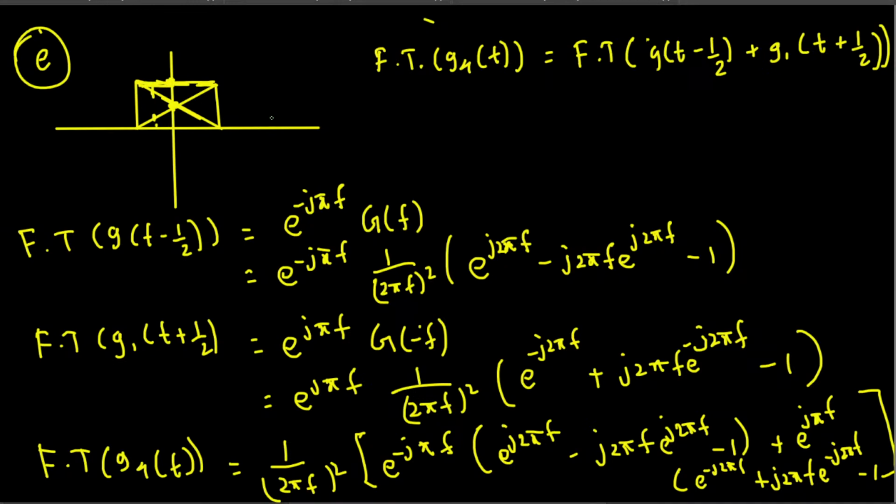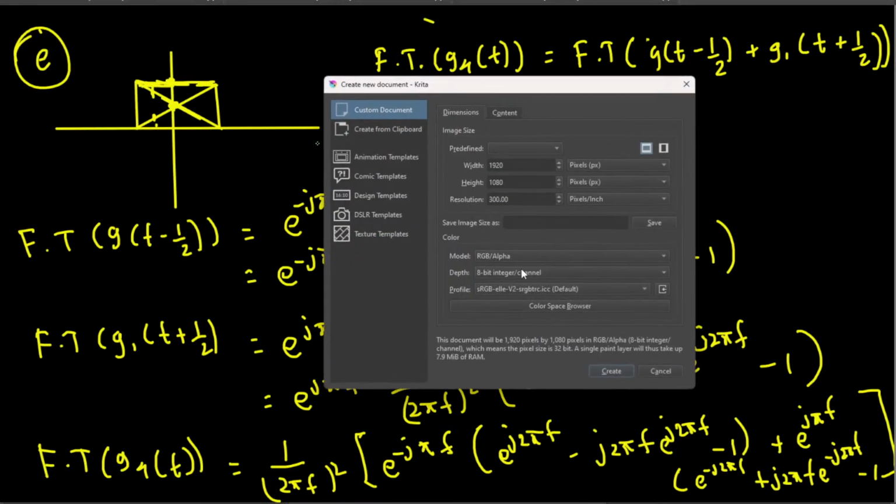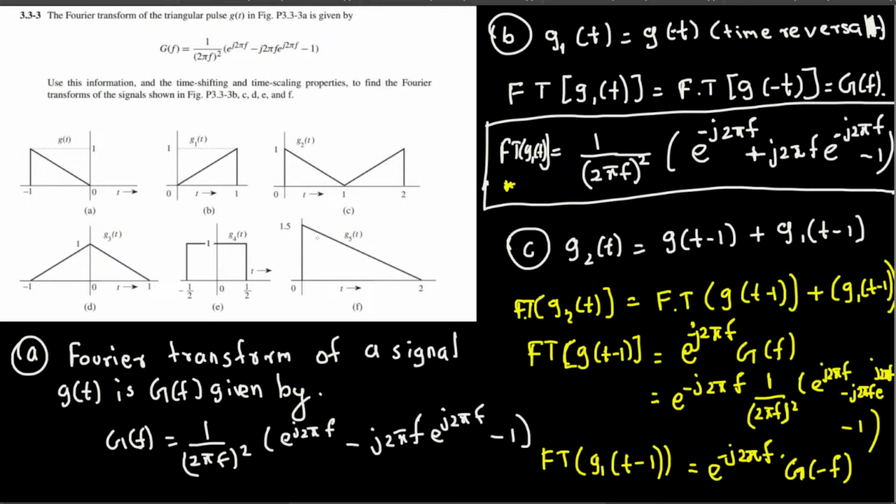Okay, now let's look at the F part. Okay, what do we have in the F? In F we have amplitude scale by 1.5, and also we have time scale by 2, and also there's a time shift 1 unit to the right. We have to do all of them, so we can write it over here.